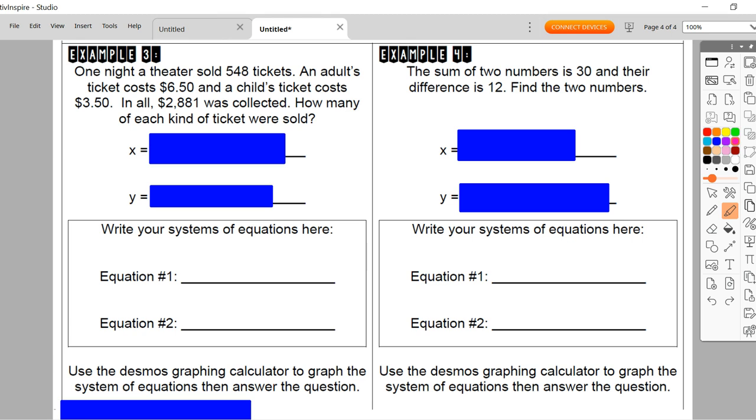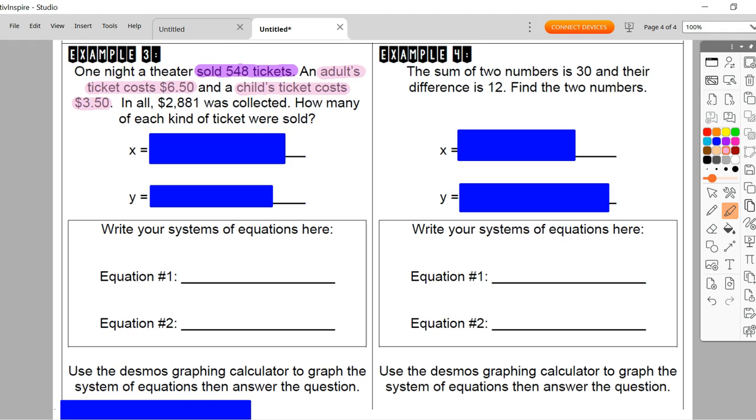In example number 3, we have one night a theater sold 548 tickets. So I'm going to start by highlighting the first number I see with what unit or label goes with it, selling those tickets. An adult's ticket cost $6.50. So again, highlighting my number and specifically the unit of adult tickets going with it. And a child's ticket costs $3.50. So again, highlighting that $3.50 with what it went with, which is the cost of the child ticket.